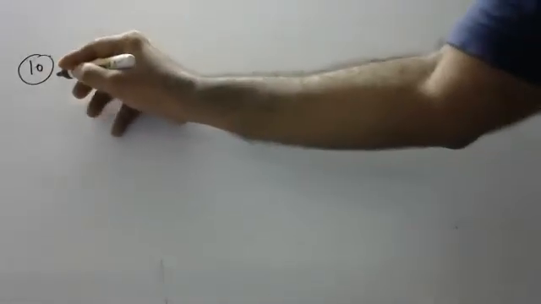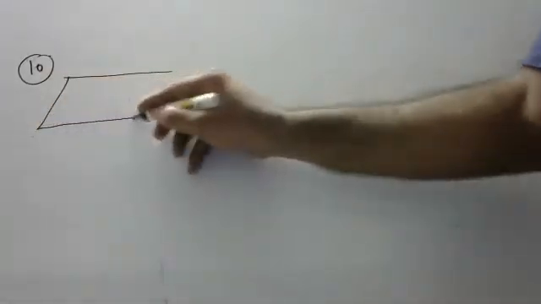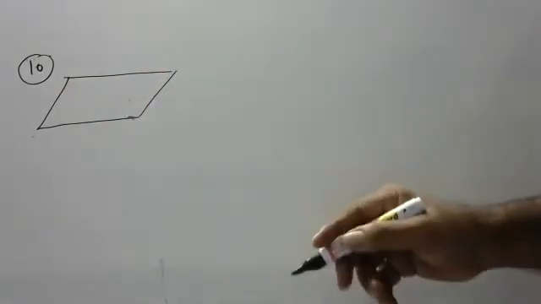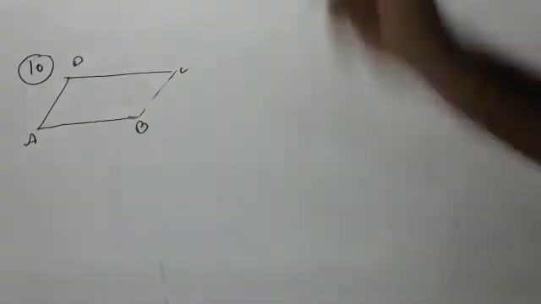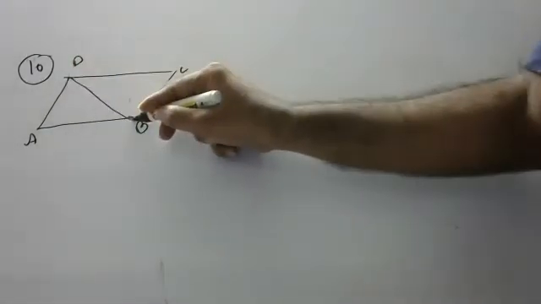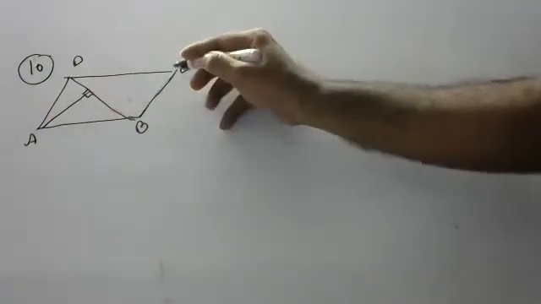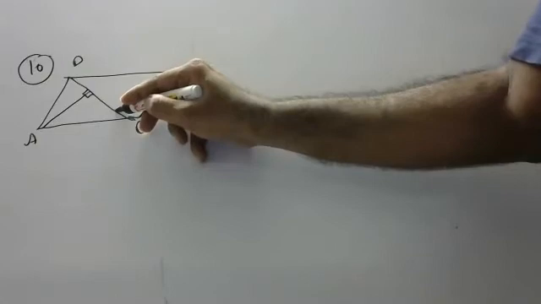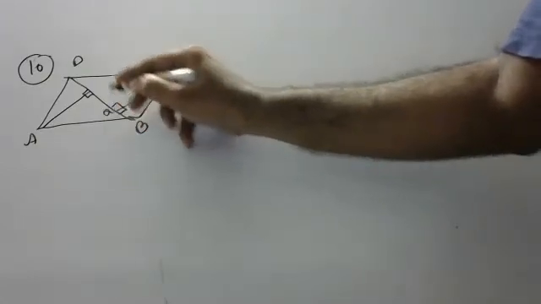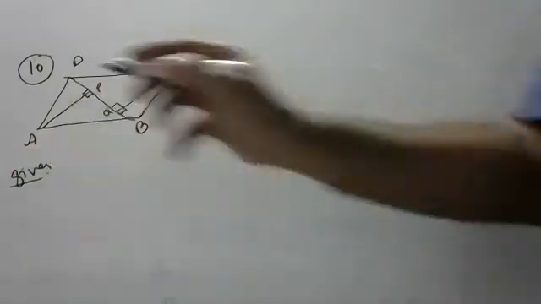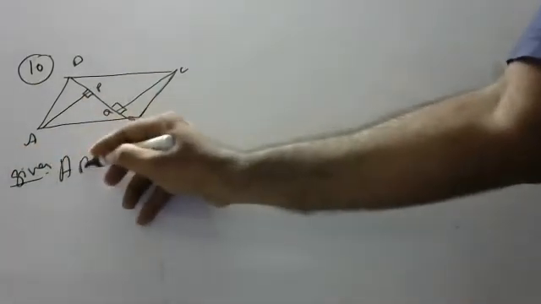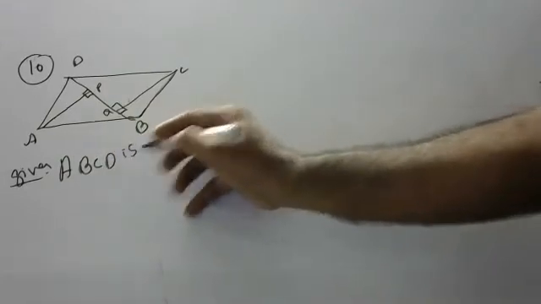10th question, children. Once you understood 9th question, 10th question is very, very easy, children. 10th question they give like this. A, B, C, D. Try to understand, children. BD is the diagonal. And what do they give? AP is a perpendicular. CQ is a perpendicular. Given. I'm writing given here, children. Please all of you listen. First one they said that ABCD is a parallelogram.